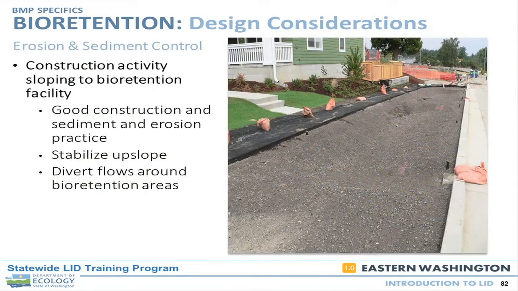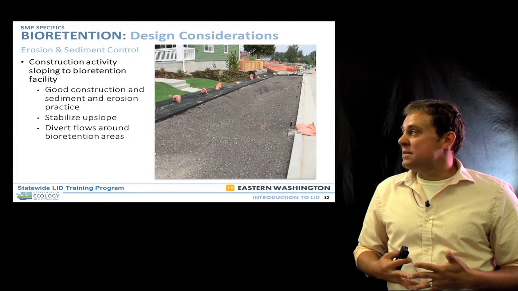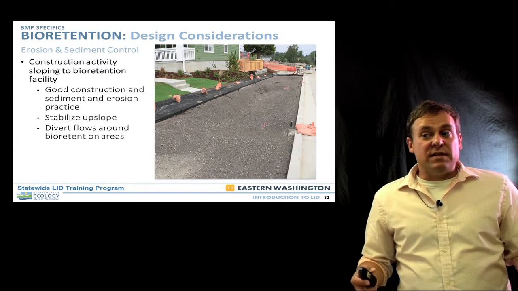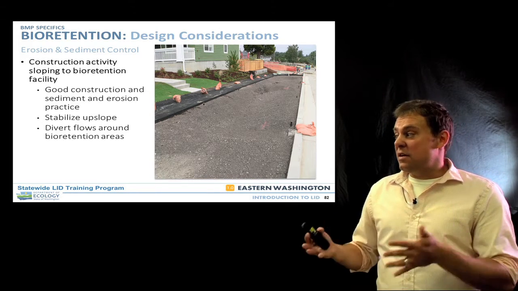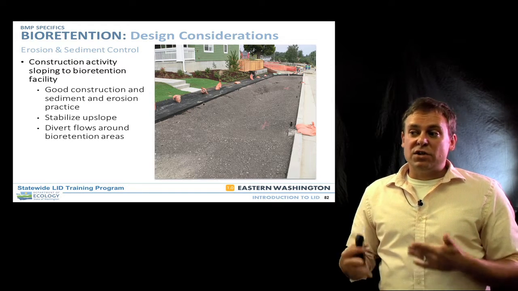Design considerations for bioretention: erosion and sediment control during construction. Well over half, probably two-thirds of all failures of bioretention systems, if it wasn't a design problem, it was because something happened in construction. Too much sediment discharged to those practices, and they plugged up right away before the vegetation had a chance to really establish and maintain a natural system. So maintain good construction sediment and erosion practices, stabilize the upslope areas, and divert flows around those bioretention areas until they're stabilized. And even in some cases, until that vegetation has had a chance to have a little bit of growth and establishment, so that they can start functioning to break up the soil.